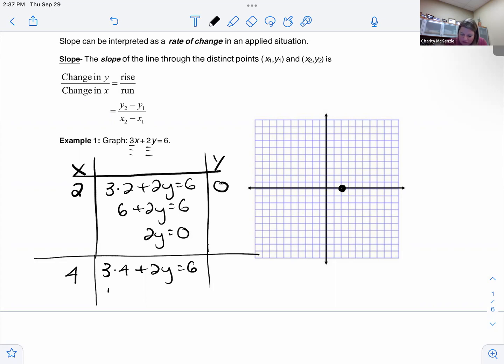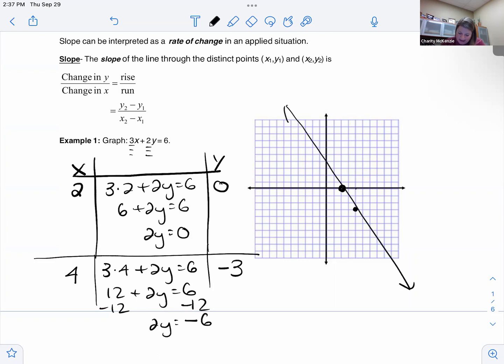All right, so 3 times 4 is 12, plus 2y equals 6. Minus that 12 over, and I get 2y equals negative 6. Divide both sides by 2, and I get negative 3. So I'm going to go to 4, 1, 2, 3, 4, and down 3: 1, 2, 3. Over 4, down 3. So this right here is your line. See how good I can draw it? There we go.